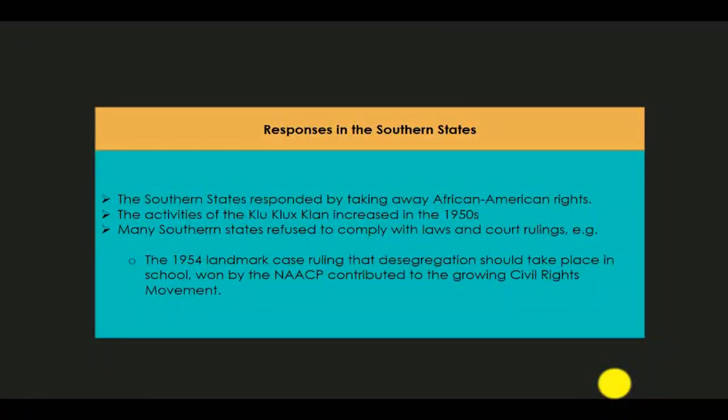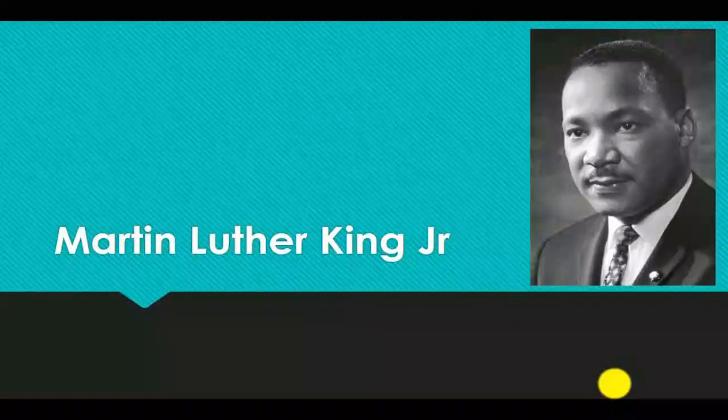So the responses in the southern states, okay: the southern states responded by taking away African American rights. The activities of the Ku Klux Klan increased in the 1950s, and many southern states refused to comply with laws and court rulings. For example, the 1954 landmark case ruling that desegregation should take place in schools, which was won by the NAACP, contributed to the growing civil rights movement. Okay. There's also the influence of Martin Luther King Jr. that you'll remember from your lessons.